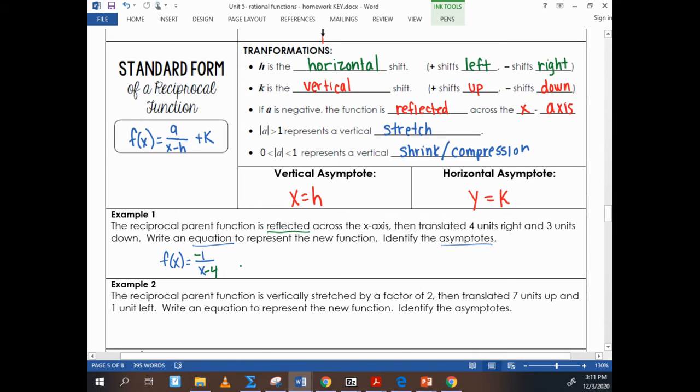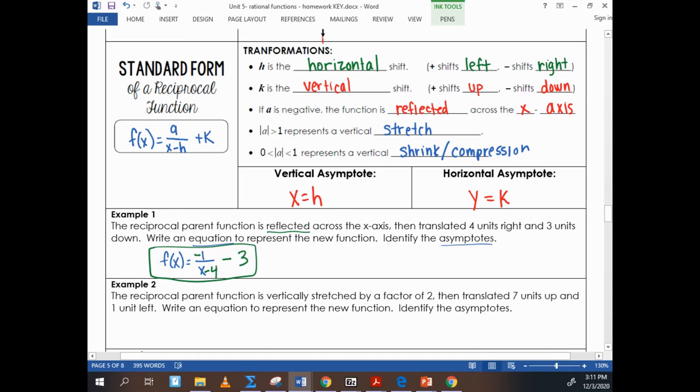So when I'm going right, I'm really going to put a negative 4. And then it's going to move it 3 units down. So for the down right here, if I want to go down, I'm going to subtract the k. So I'm going to put a minus 3 right there. So this is our equation right there. Negative 1 all over x minus 4 minus 3.